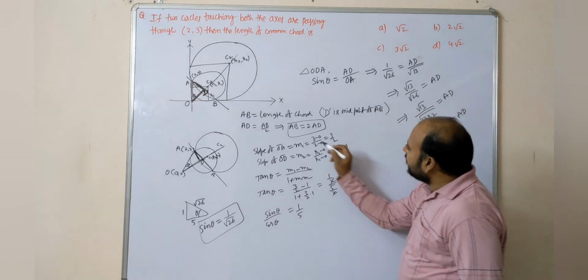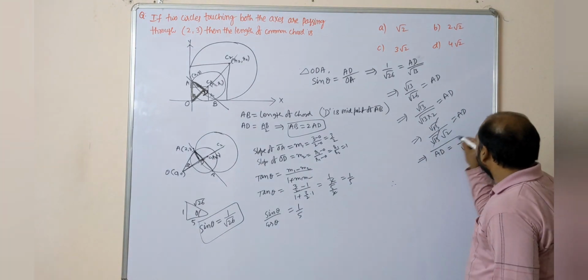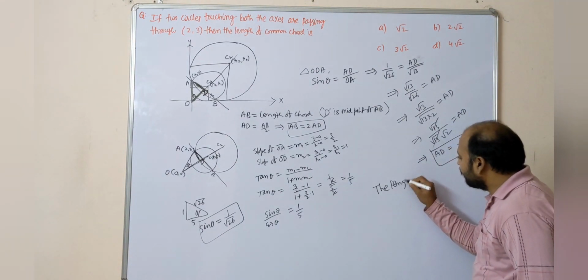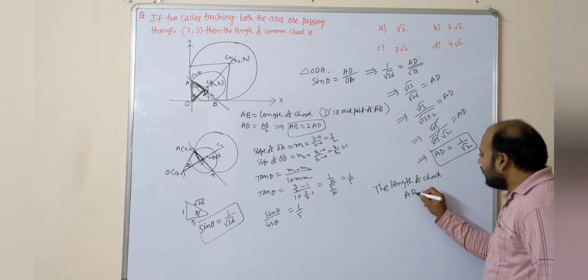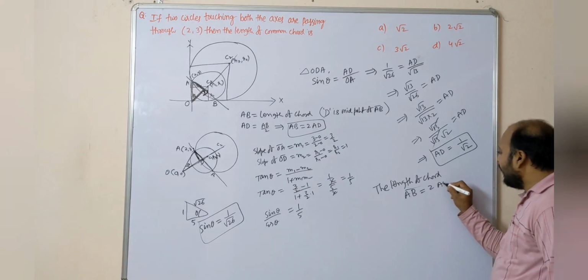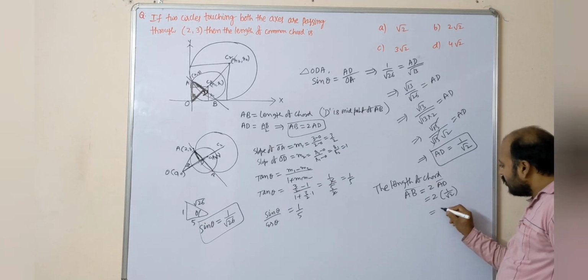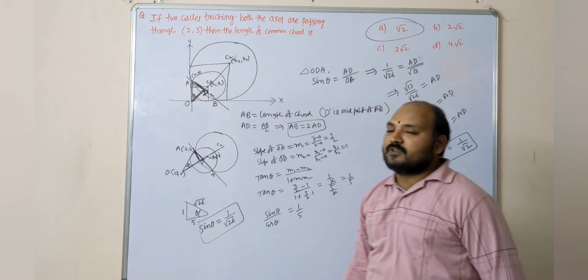So AB is equal to 2AD now. So the length of chord AB is equal to 2 times AD. So 2 times 1 by root 2. So root 2 will be cancelled. So the length is root 2. It is there in the first option.